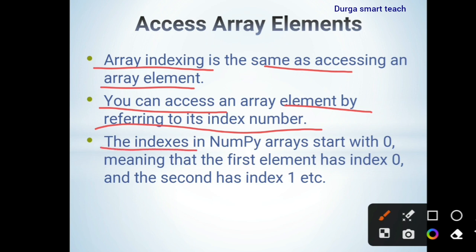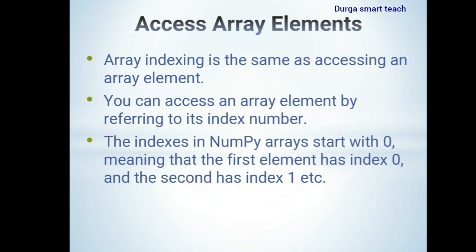The index in NumPy arrays starts with 0, meaning that the first element has index 0, the second element has index 1, the third element has index 2 and so on. So every element contains a unique index value. By using the index value, we can access each element of the array.